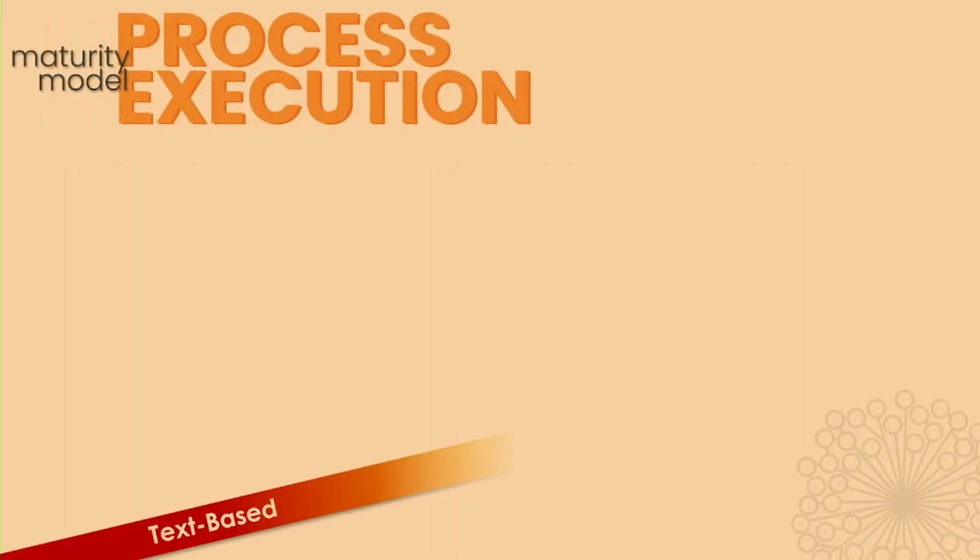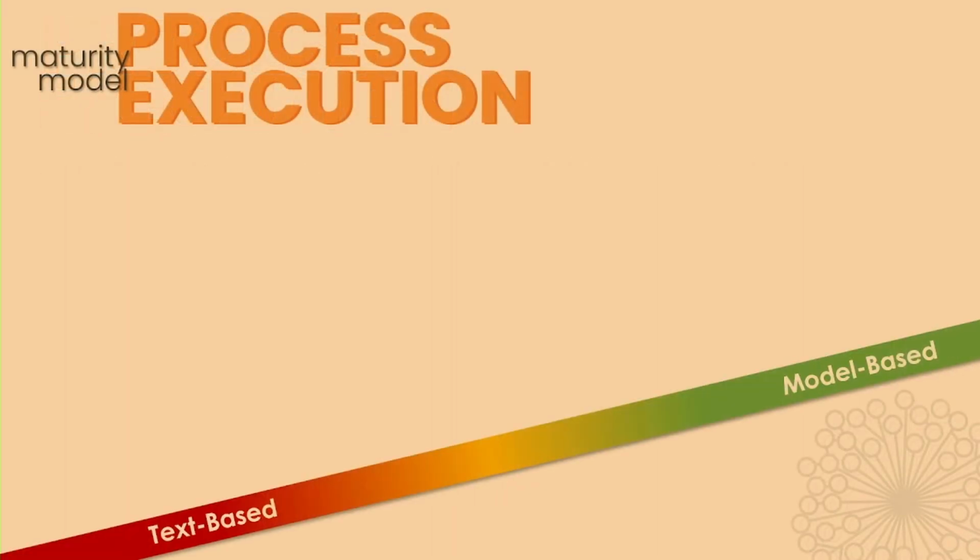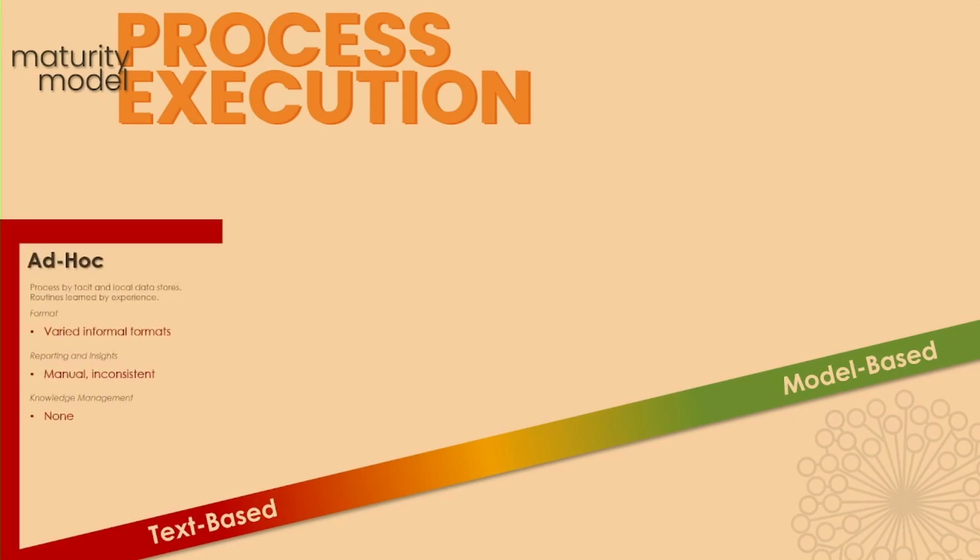So from a maturity perspective, we start off on the left side where a lot of process execution is going to be text-based, and then we're going to build it, similar to some of the other use cases, to where it's model-based. So the first level of maturity is ad hoc. We have routines, we have things that people do, but a lot of the learnings and a lot of the way that that happens is based on experience, remembering what it is that you need to do. We're reliant on people to manually execute these processes.